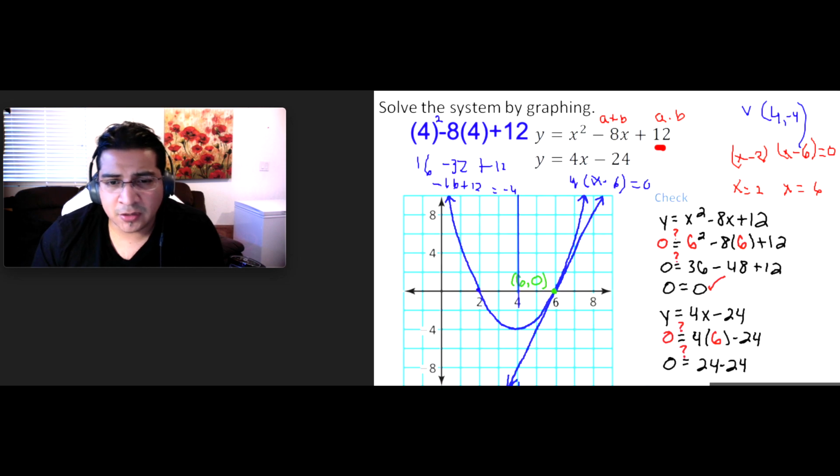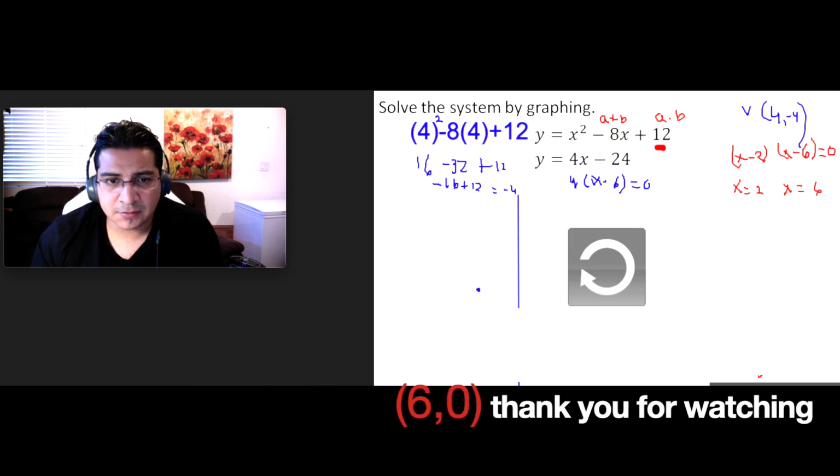I plug it in. Well, I know 4 times 6 is 24. 24 minus 24 is 0. So it looks like this is 0 equals 0, which does check. That means that we can use this as part of our answer. Yep, so this one looks like it's going to work. So my solution is going to be 6, 0.